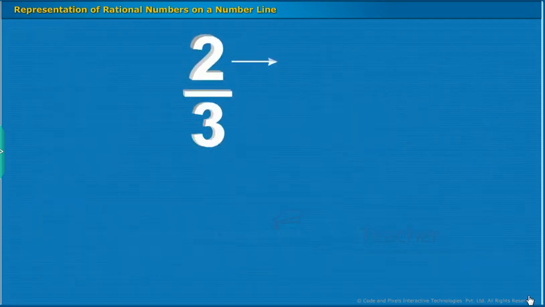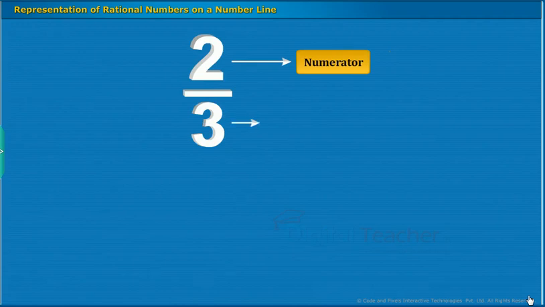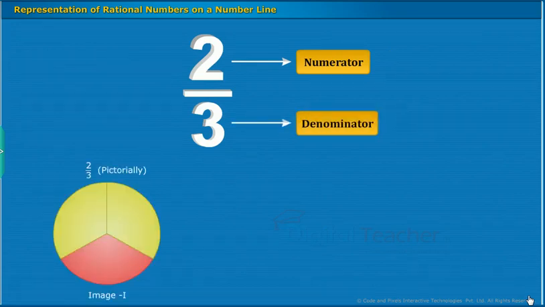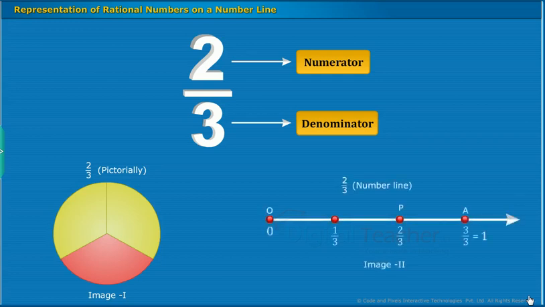In the given fraction 2 is the numerator and 3 is the denominator. From image 1, let's see the pictorial representation of 2 by 3. It means that from 3 equal parts, 2 parts are taken out as shown in the below image. Representation of 2 by 3 on a number line is as shown in image 2.